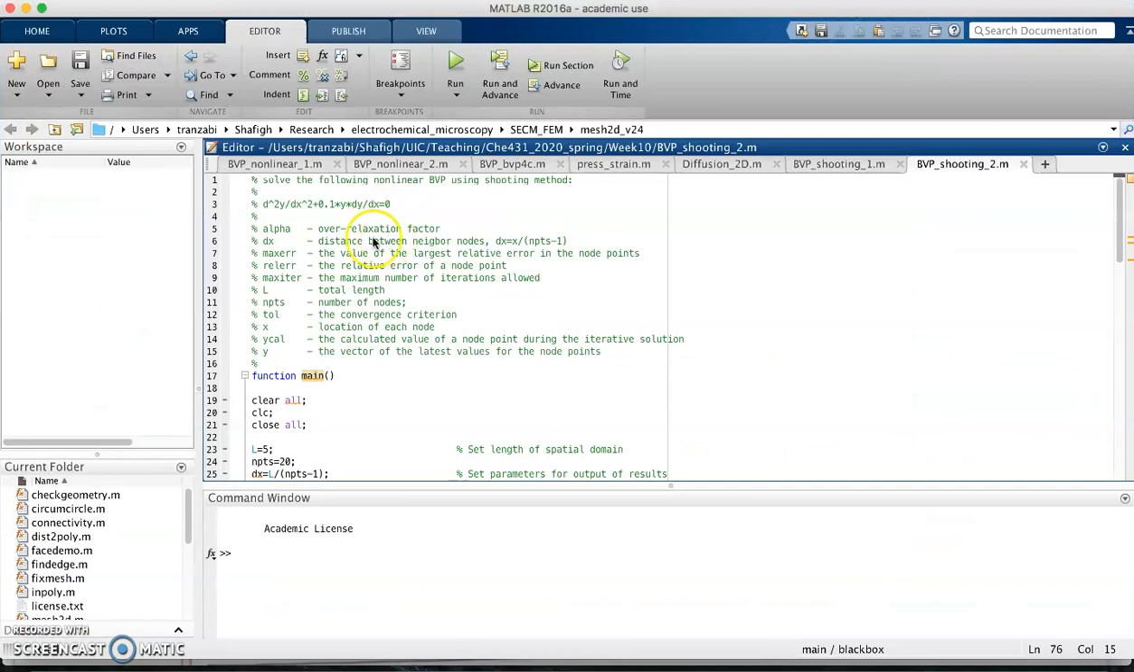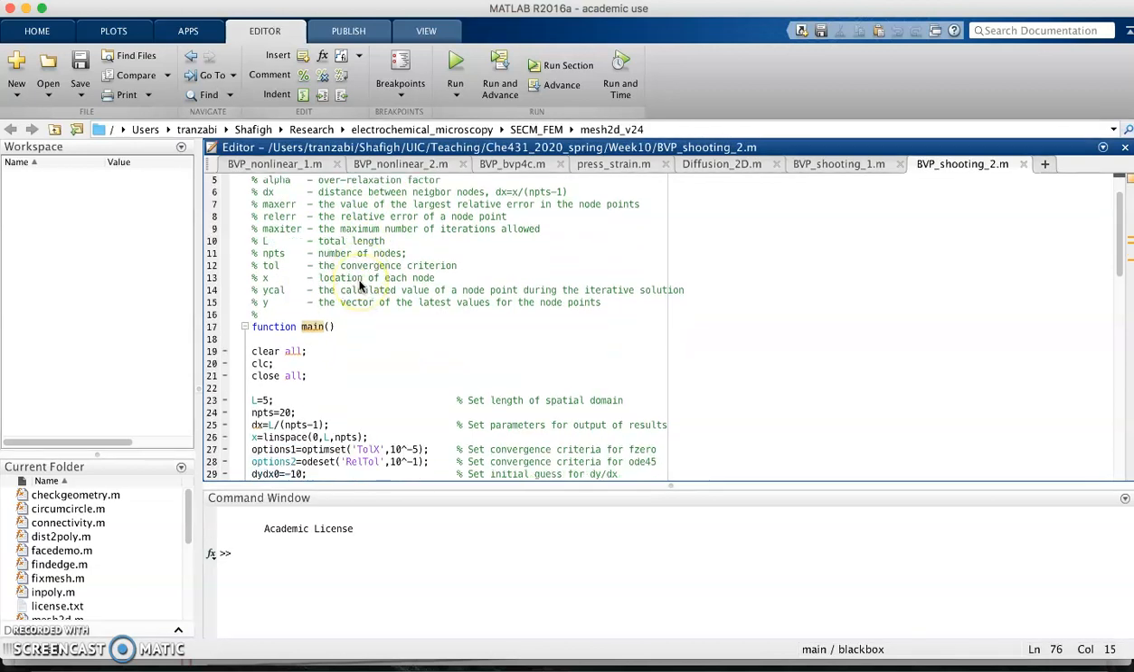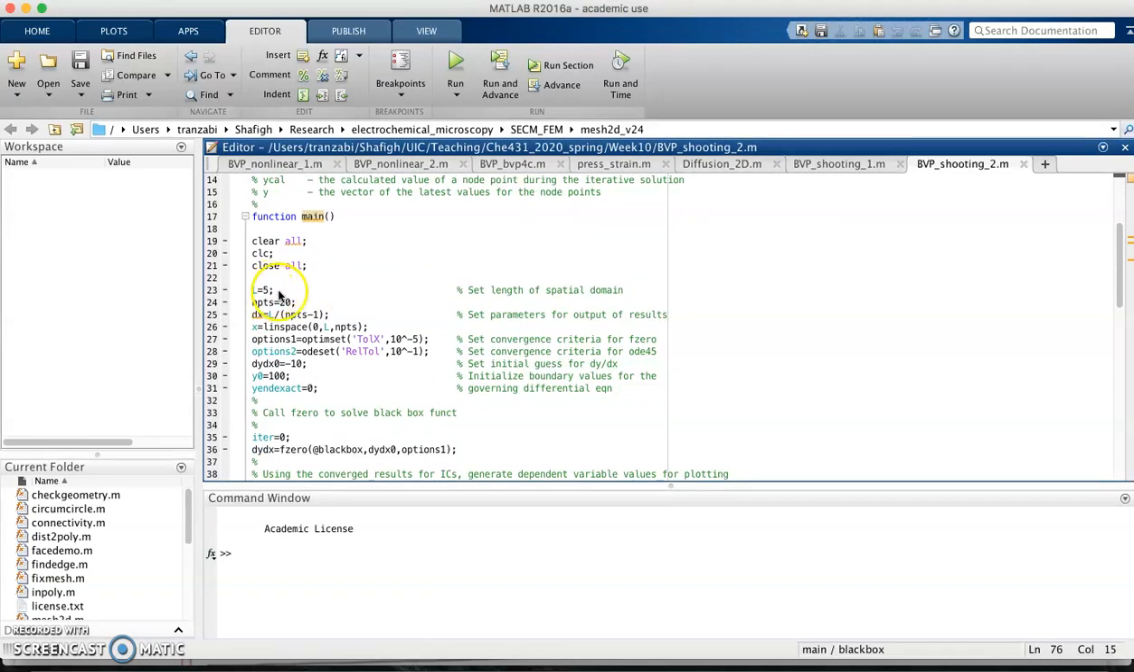Let's say the problem we want to solve is the second order differential equation, d squared y dx squared plus 0.1 times y times dy dx equal to 0. Now to do this, in a domain of 0 to 5, we set up the domain length equal to 5, number of points is 20 along the x. This is our interval. This is the x values from 0 to L in 20 points.